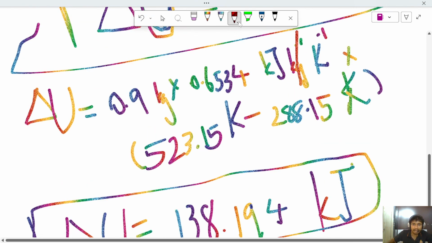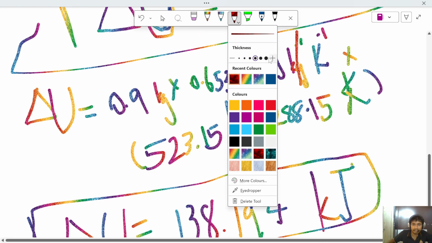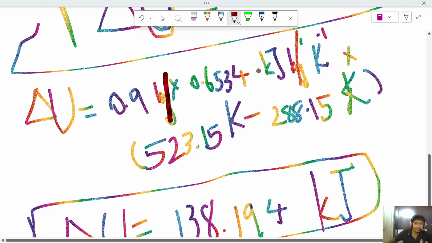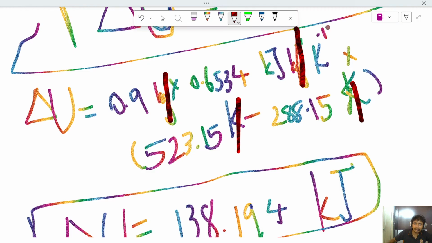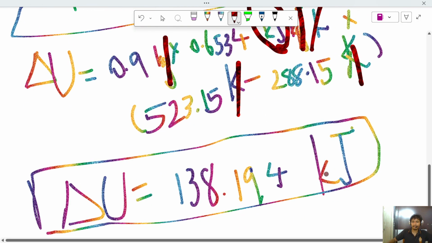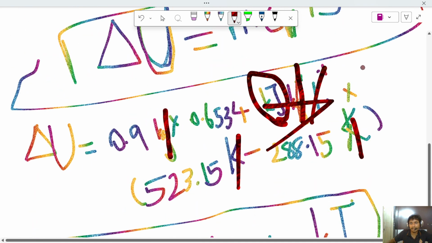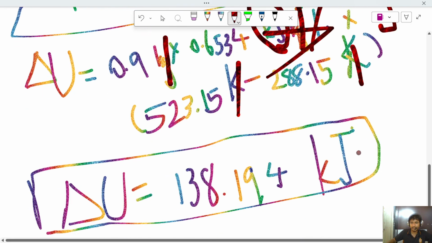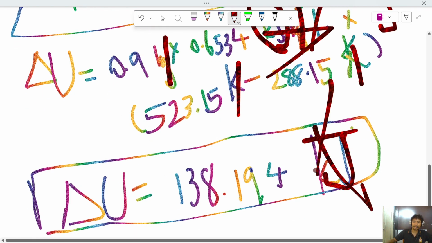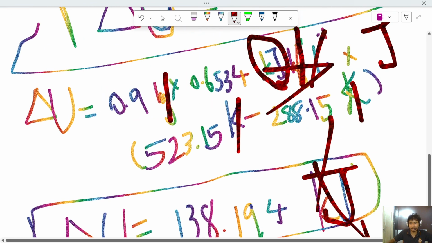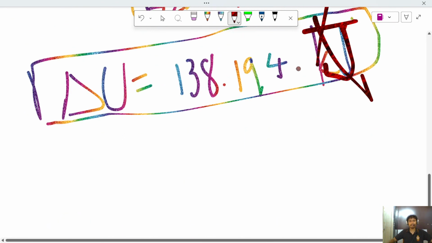Kilogram and kilogram minus 1 cancel. Kelvin and Kelvin minus 1 cancel. We have kilojoule. We have to consider this unit also. Sometimes we may find joule, and if we substitute joule instead of kilojoule, it is a wrong answer. Therefore, we have to consider the units also.